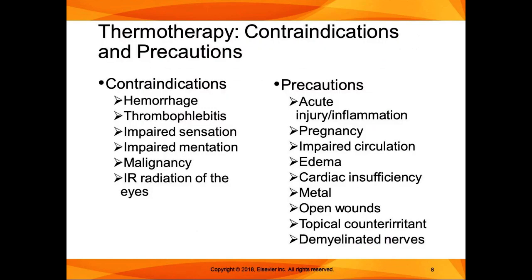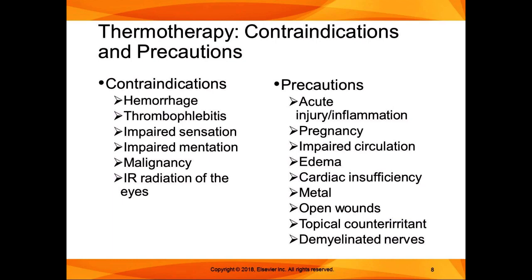So the contraindications: if you're bleeding, you don't want vasodilation, right? So hemorrhage, thrombophlebitis, impaired sensation because you won't be able to tell if it's too hot, impaired ventilation, same thing. Malignancy, you don't want to speed up the metabolism because the cancer cells already have accelerated metabolism, and we don't want to make it worse. You do not want to use infrared radiation on your eyes. That's probably common sense, but we're not going to do much infrared radiation anyway, but we'll just talk a little bit about it.